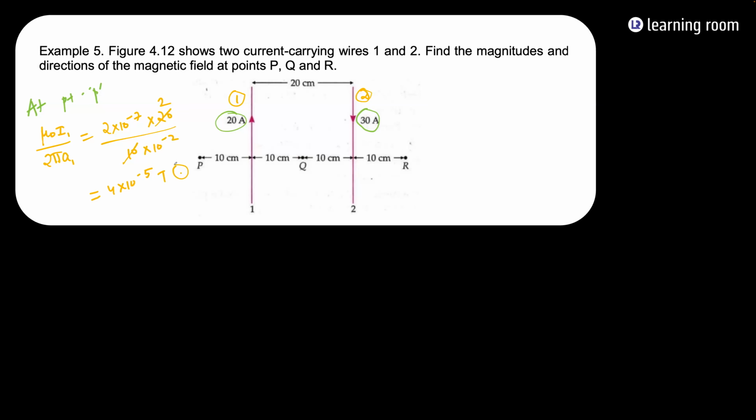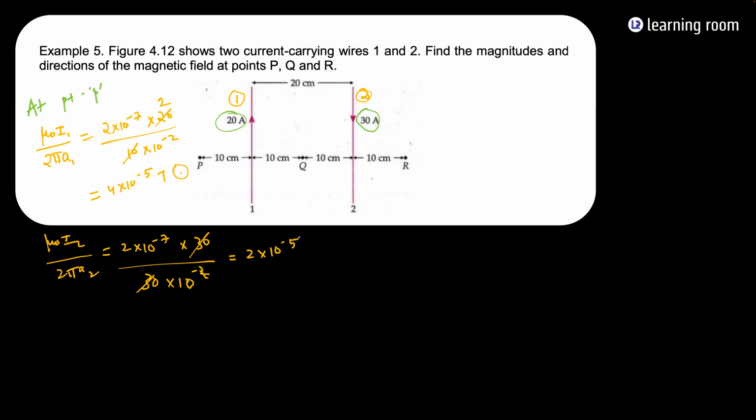Similarly, the magnetic field due to the second conductor will be mu naught I2 divided by 2 pi A2. So it will be 2 into 10 power minus 7 into 30, the whole divided by A2, which is 10, 10, 10, 30. So 30 into 10 power minus 2. So 30 and 30 will get cancelled. Answer will be 2 into 10 power minus 5.